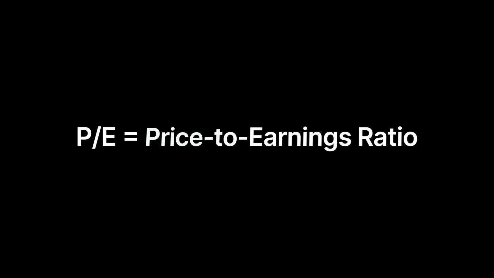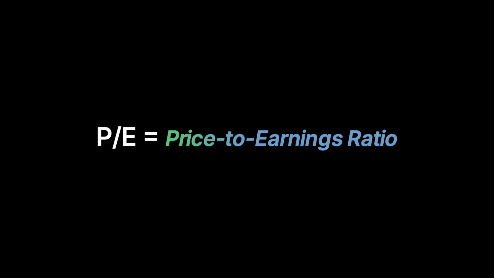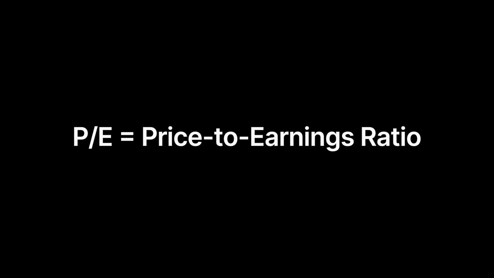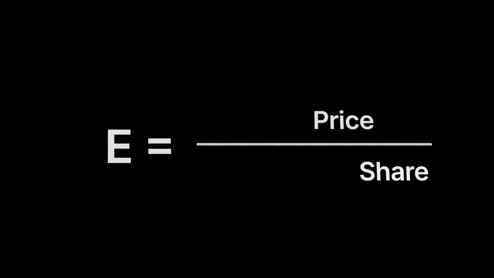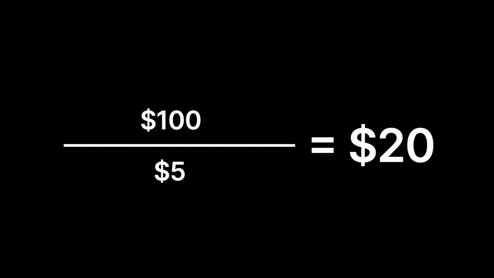PE stands for price to earnings ratio, and it's a metric used to measure a company's valuation relative to its earnings. The formula for calculating the PE ratio is simple. You take the current market price of a stock and divide it by the company's earnings per share, or EPS. Let's take an example to make this clearer. Suppose a company's stock is currently trading at $100 per share, and its earnings per share over the past year were $5. In this case, the PE ratio would be 20, which is calculated by dividing 100 by 5.